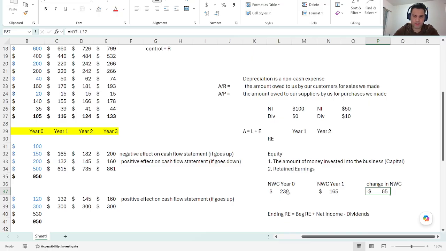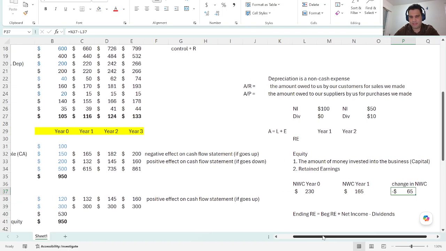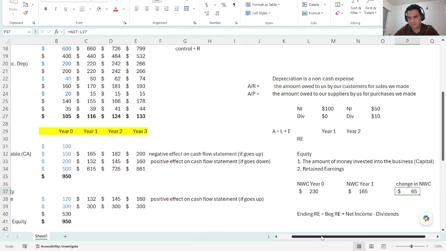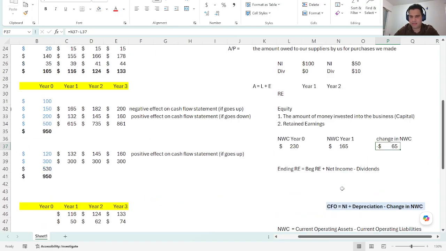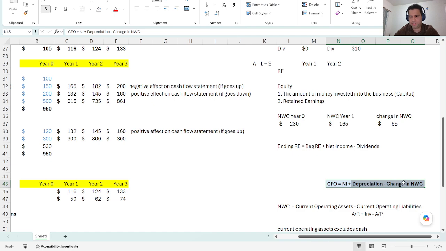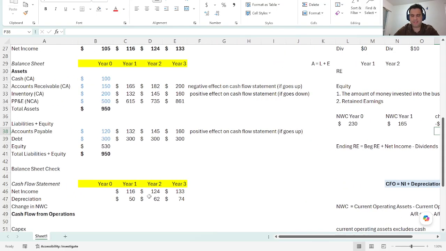However, if you look at our formula for calculating cash flow from operations using the indirect method, it's net income plus depreciation minus the change in net working capital. Here, the change in net working capital is negative. But the end result of negative 65 is positive 65. So this is what we do as financial modelers. We do year zero minus year one instead of year one minus year zero, because if I do it that way, the answer is going to be positive 65, which I want.